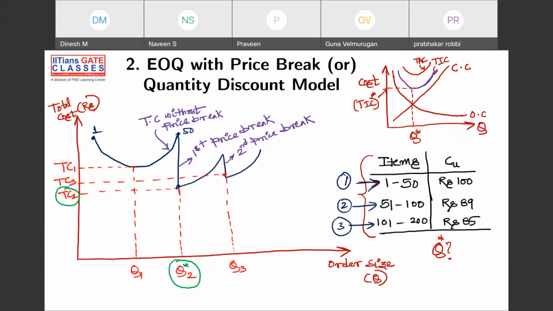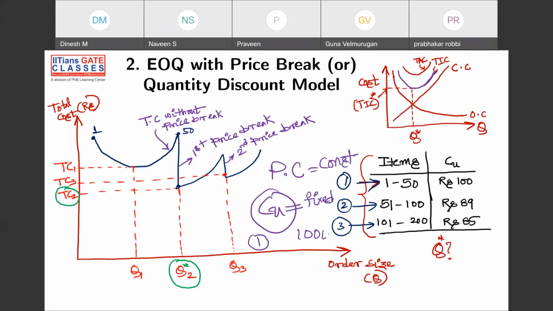Initially, what we have seen, we told that the CU, the purchase cost, is constant or fixed. Why? Because the CU is fixed. If you're ordering one soap or if you're ordering 10,000 soaps, it doesn't matter. The CU is fixed in the economic order quantity model. But in real life situations, that is not true. Slowly we are increasing the complexity here. The first model is very simple. Now we are increasing the complexity.